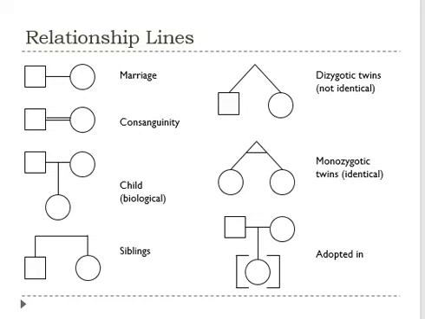Some additional relationship lines. When an individual is married, there's a single line between them. Consanguinity, first or second cousins, we have a double line here. Here we have a couple that's married and a child, with the horizontal and the vertical line. And here is an indication of siblings. When there are twins, it's 2 lines coming from the same place. When they're identical twins, in addition to this, there's an additional line here, and this indicates monozygotic twinning.